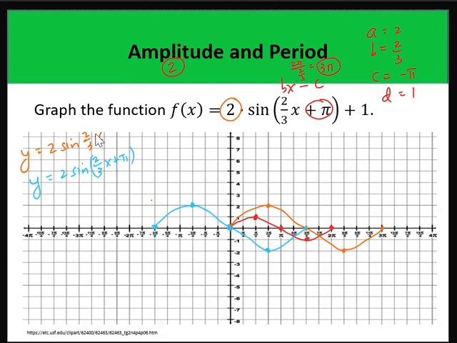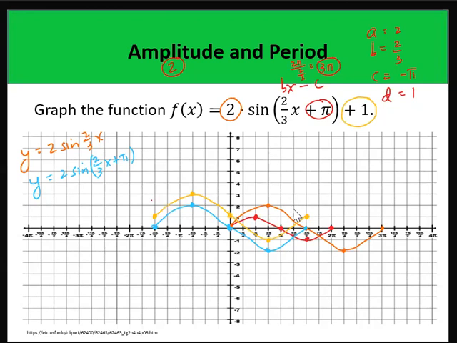But since we have a plus 1 here, then we have to shift this blue graph by 1 unit upward because d is positive. So all the points here, all the 5 points will be shifted by 1 unit upward. So the yellow graph is our final answer. That's the graph of our function.